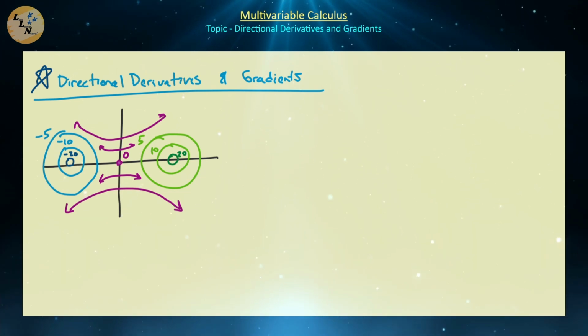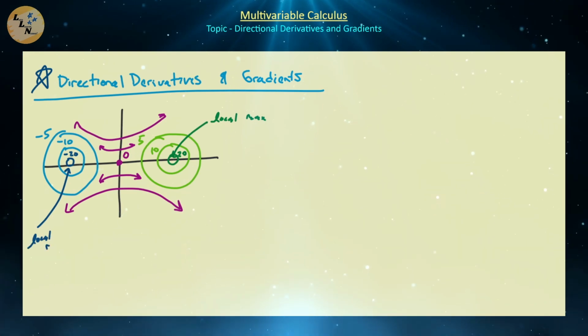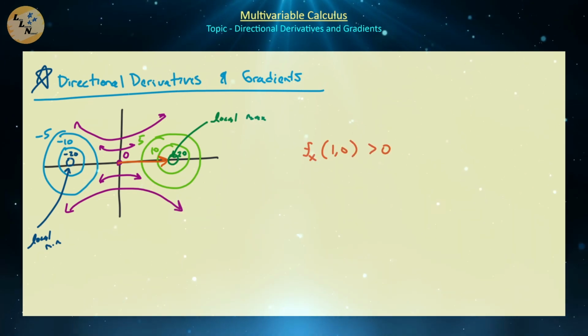So from the perspective of contour plots, we can clearly see that the point located at approximately here would be a local maximum, and the point located approximately there would be a local minimum, right? So if we talk about the derivatives in some of these directions, for example, the derivative with respect to the x direction, we can clearly see that the derivative with respect to x at some point slightly to the right of 0, say at 1 comma 0, is going to be positive because we're going to be going up the side of a mountain.